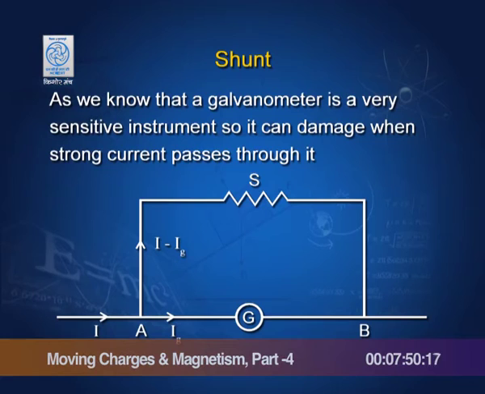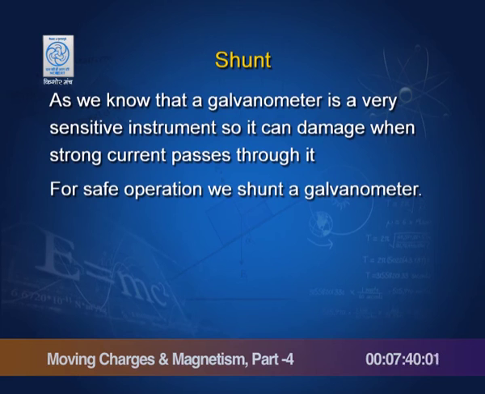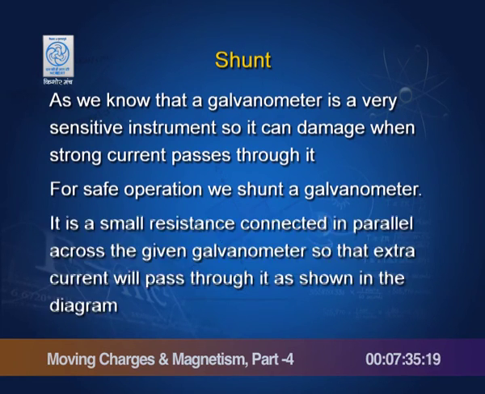Shunt. As we know that a galvanometer is a very sensitive instrument, so it can be damaged when strong current passes through it. For safe operation of the galvanometer, we shunt it. Now, shunt is defined as a small resistance which is connected in parallel across the given galvanometer so that the extra current will pass through it.